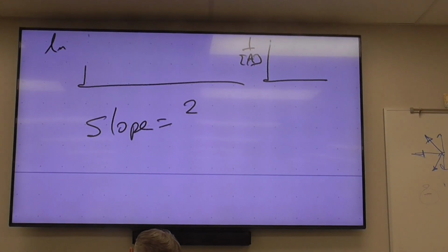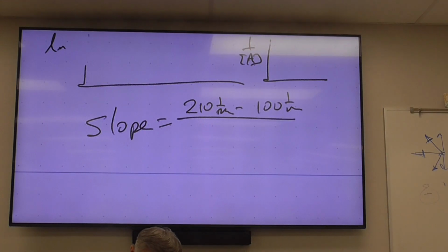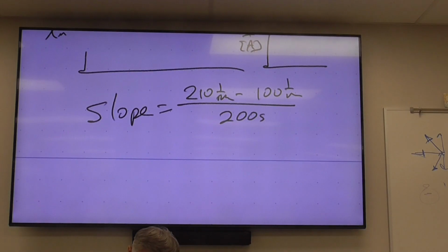So in this situation, if you look at the points that I used to find slope, I had 210 minus 100, and that was 200 seconds. So my slope worked out to be 0.55.